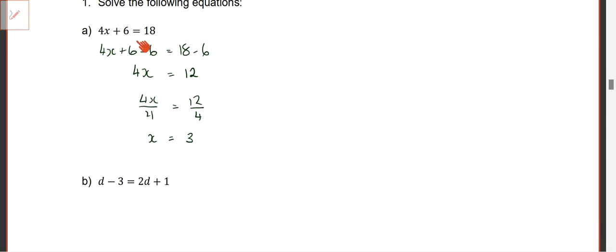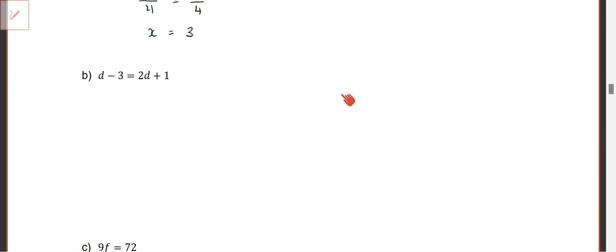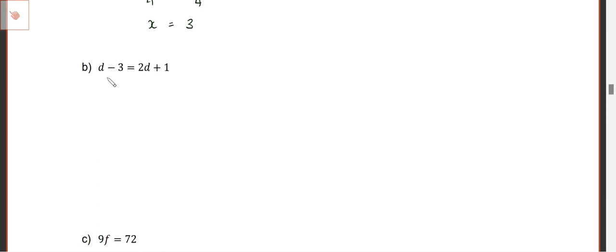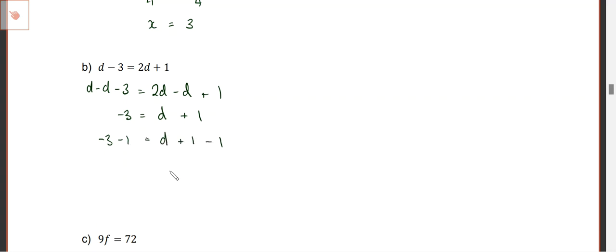This is all stuff like you were rattling through on the computer the last couple of days. This one, all right? 2d is d. So I am going to subtract a d from that side, and I'm going to subtract a d from this side. That leaves me with negative 3 equals d plus 1. I'm then going to subtract 1 from both sides. Leaves me with d equals negative 4.